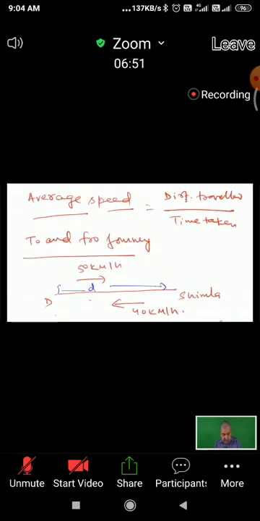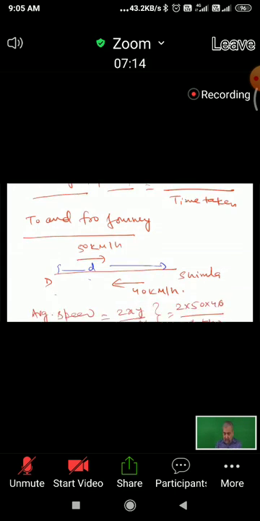Okay, I started average speed. The basic thing I have told you is that average speed is equal to distance traveled by time taken. Always remember, it is the total distance traveled by time taken.